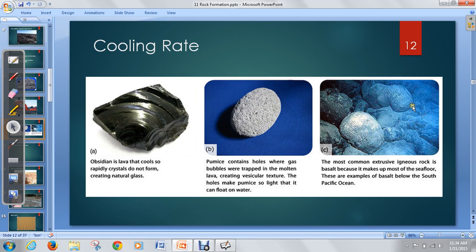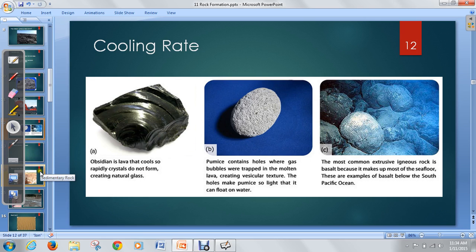Also, we can get underwater basalt. Basalt usually forms when the magma cools underwater. And so just the way they were cooled down and how rapidly they were cooled down, we can get three different types of igneous rock.